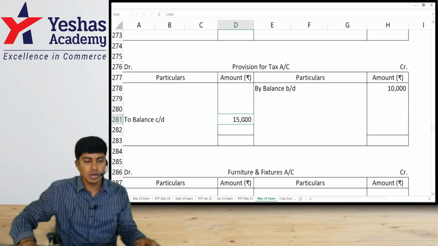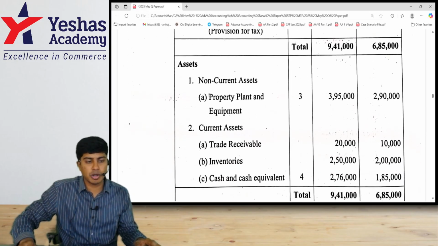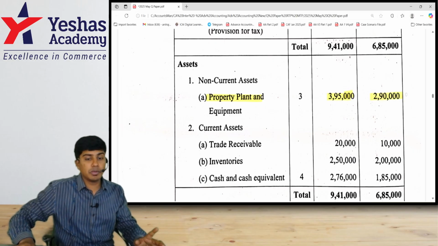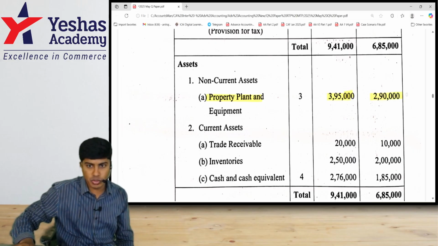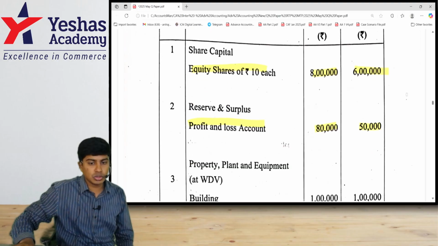Everybody got this? What do we have after provision for tax? Then we have non-current assets, property, plant and equipment. We have 395 as closing, 290 as opening. This might not be just one asset. This might be several assets together. So don't take a decision right now. Please go to notes to accounts.